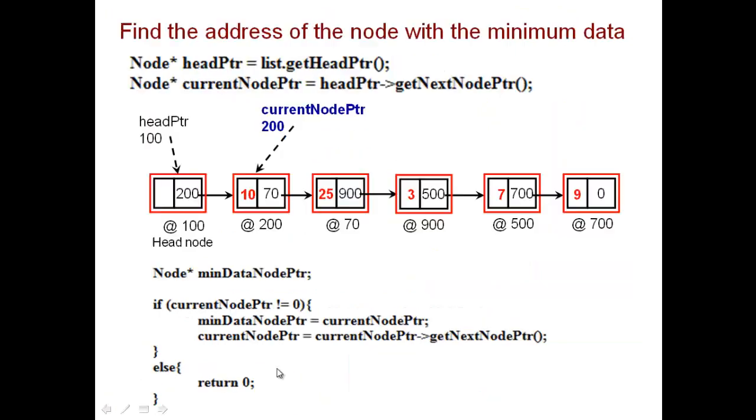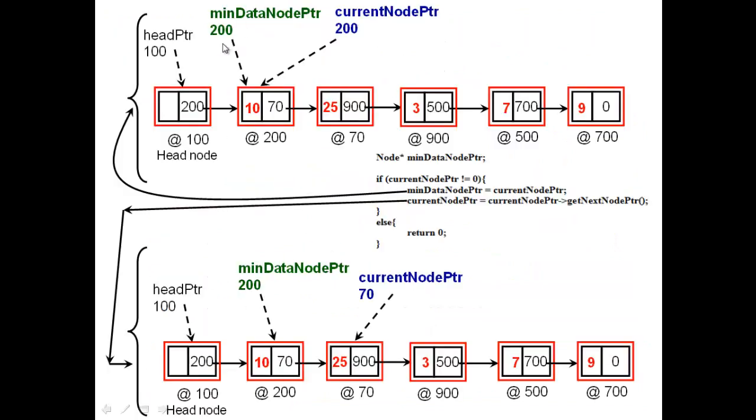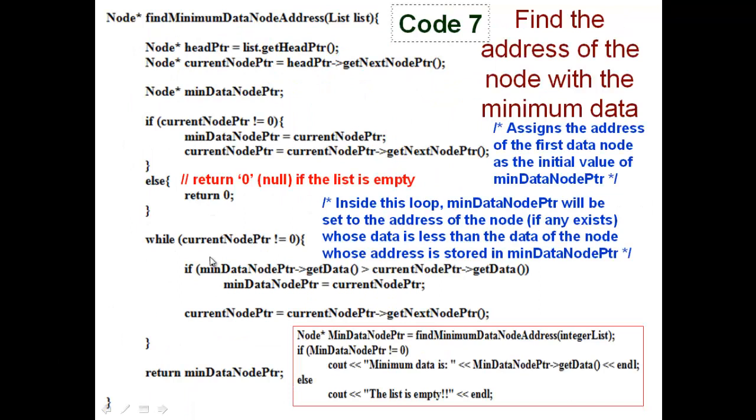That means you're returning the address of the node that has the minimum data. So if you have just one data node in the list, that itself is the minimum, and the min data node pointer will be storing the address of that node, and that's what it will be returning to the main function. If the current node pointer is not null, like in this case it is 70, then that means there's more than one data node in the list, and you have to really find the minimum among all the data nodes out there. So that's the code that we are going to look at now in the while loop.